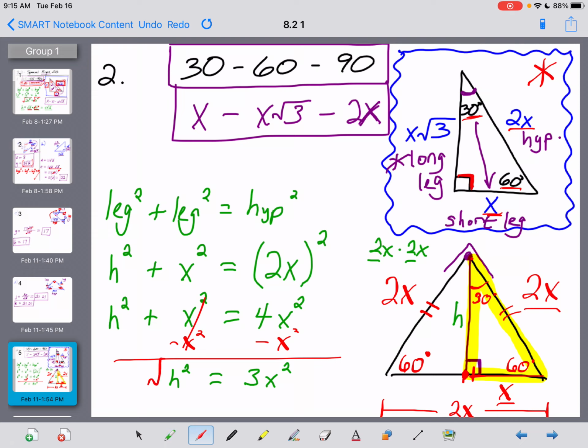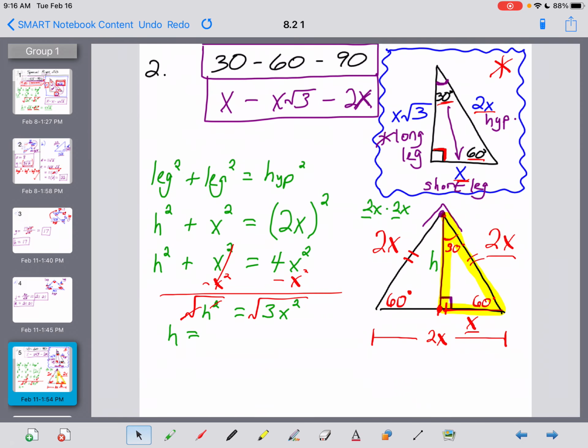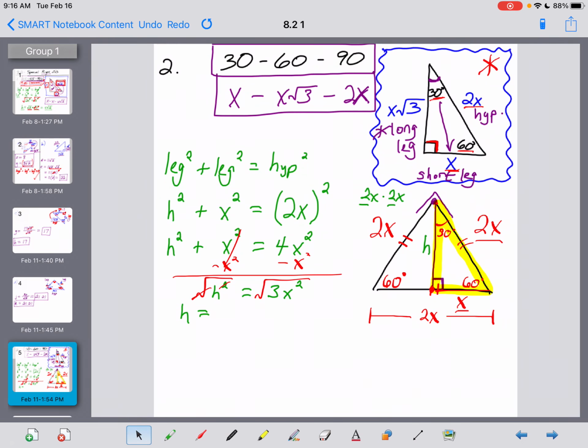And to solve for h, we'll take the square root of the left and the square root of the right. The square and the square root cancel, so we're going to get h is equal to, and let's see, I think I finally learned how to give myself a little more room here. Let me bring that down a little bit.